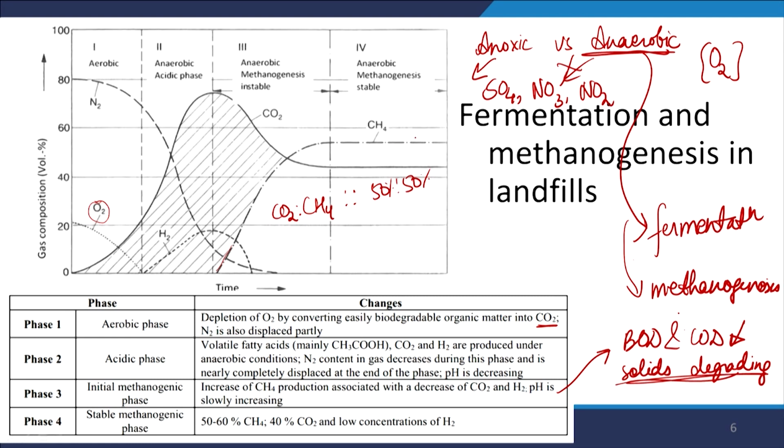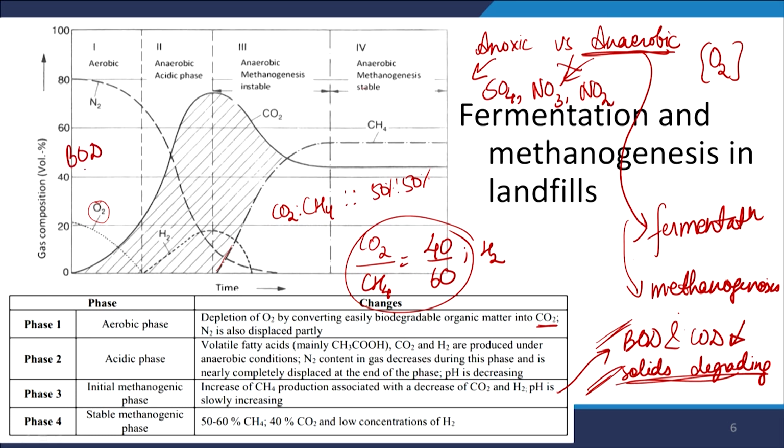Finally, we reach the stable methanogenic phase, where the CO2 to CH4 ratio is different, and in this particular case it looks like it might be 40-60 or something near that in the anaerobic methanogenesis stable phase. Here again the CO2 production falls down, it's less than CH4. We might still get some H2 production. This is where we have significant degradation of solid waste. The BOD and COD of leachate drop very much. Initially the BOD to COD ratio of the leachate might be 9:10, and by the time we come here, the BOD to COD ratio would be nearly 1:1. So most of the biodegradable components have been biodegraded.